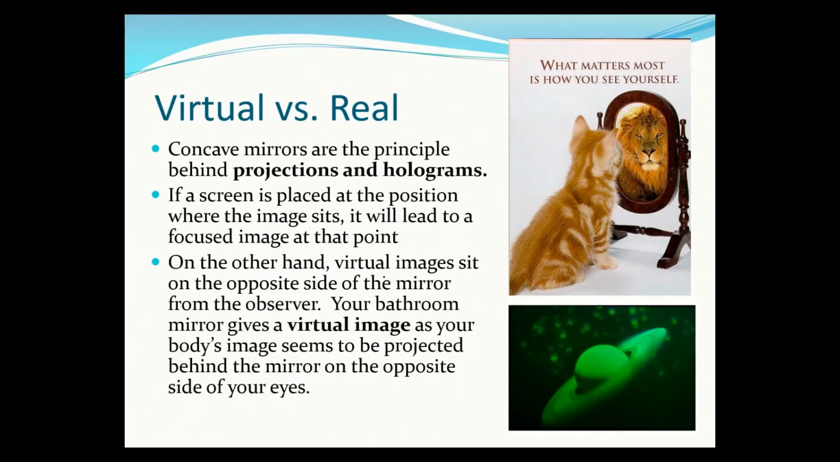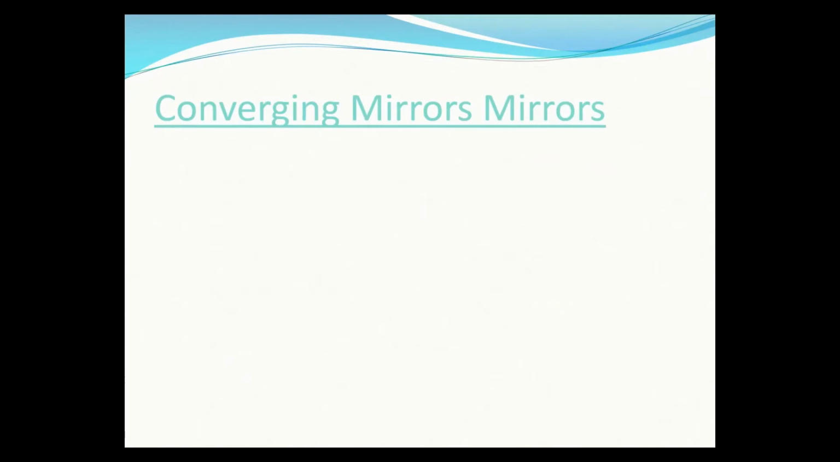But if you get a virtual image, it sits on the opposite side of the mirror from the observer. Your bathroom mirror gives you a virtual image, as you appear to be inside of the mirror, but you're not actually inside of the mirror. So that's a virtual image. Projectors get real images because that projection is outside of the mirror, and then inside of the mirror would be a virtual image.